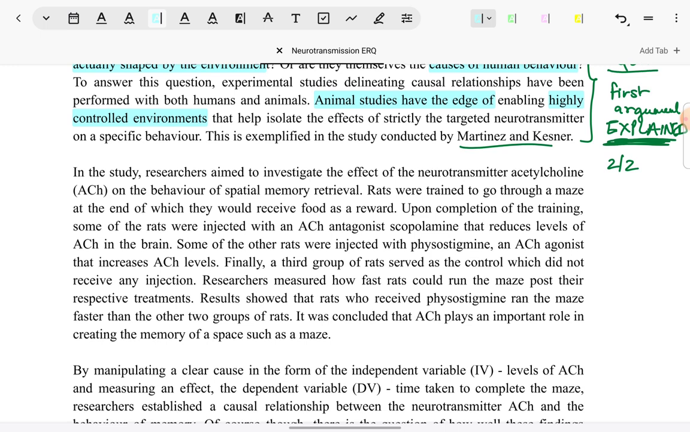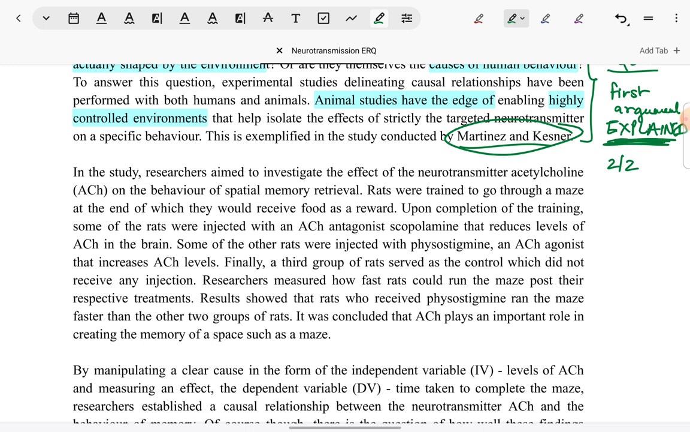Coming back to the answer, another thing that is relevant here is that I have introduced the Martinez and Kesner study. Now many students ask, do we have to cite the year of the study? You do not have to cite the year. In fact, even citing the names of the authors is not compulsory. But I do suggest that you state their names. I don't insist on the years.